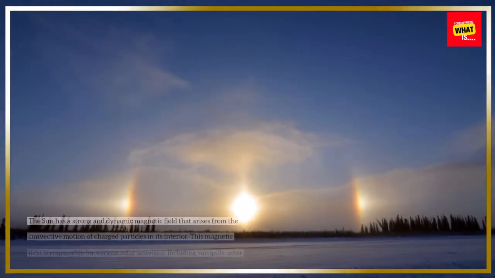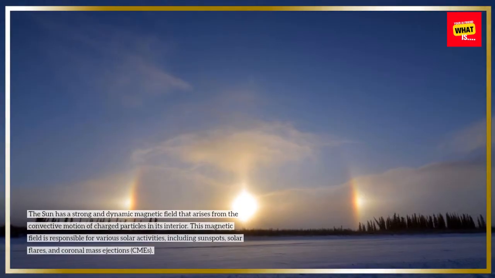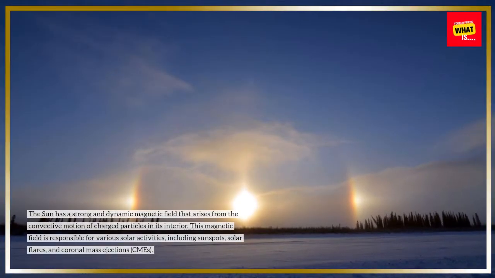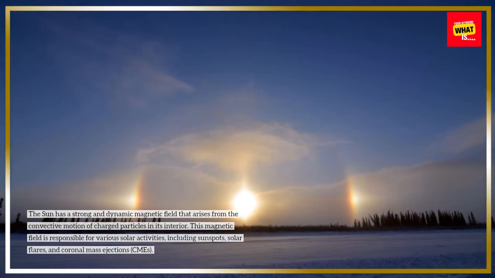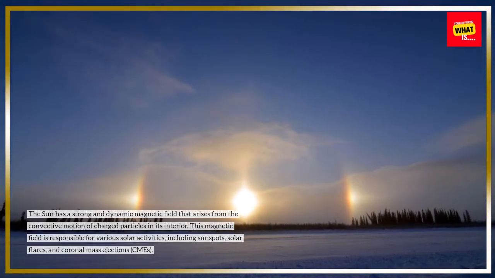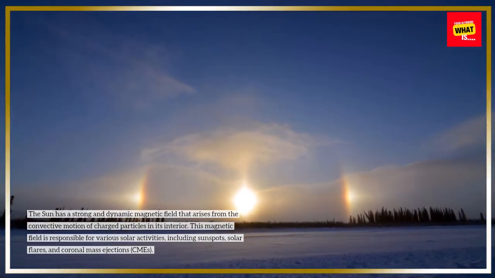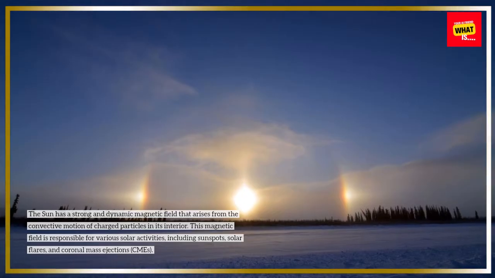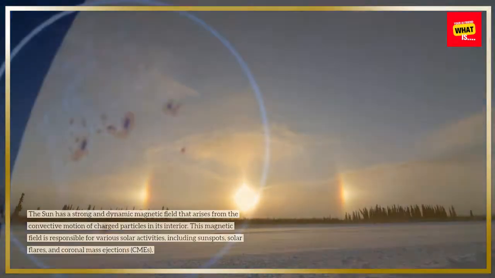The Sun has a strong and dynamic magnetic field that arises from the convective motion of charged particles in its interior. This magnetic field is responsible for various solar activities, including sunspots, solar flares, and coronal mass ejections, CMEs.